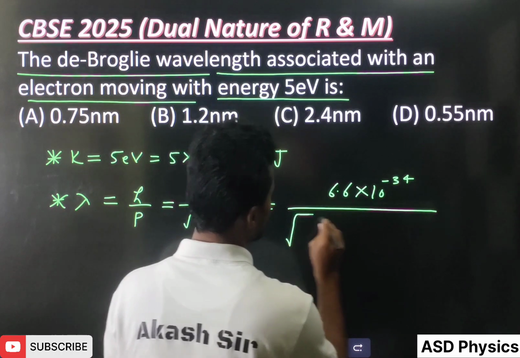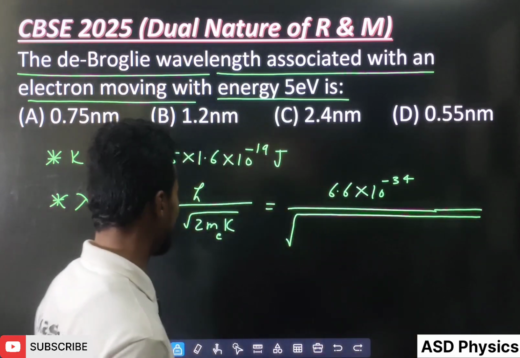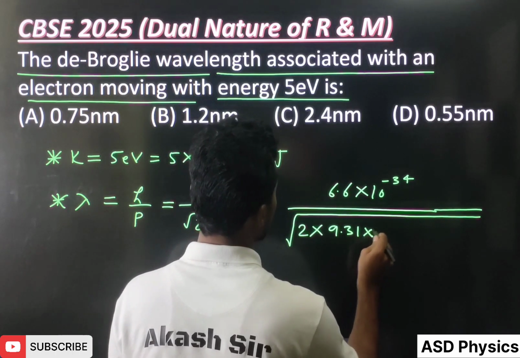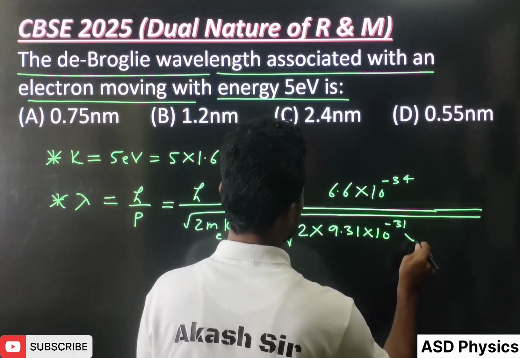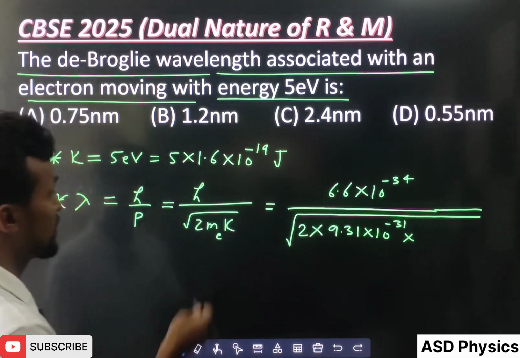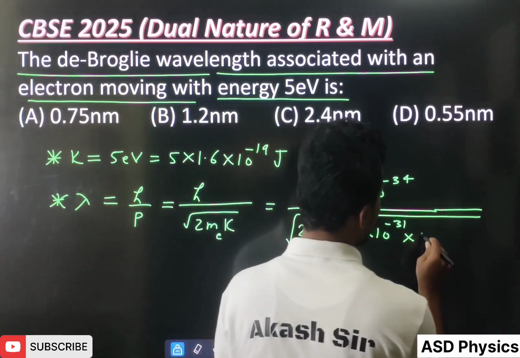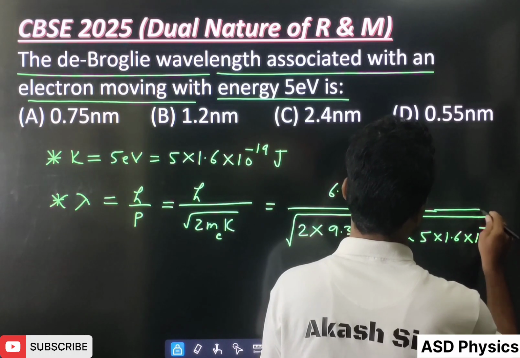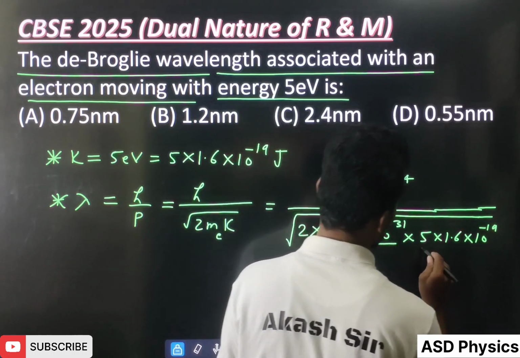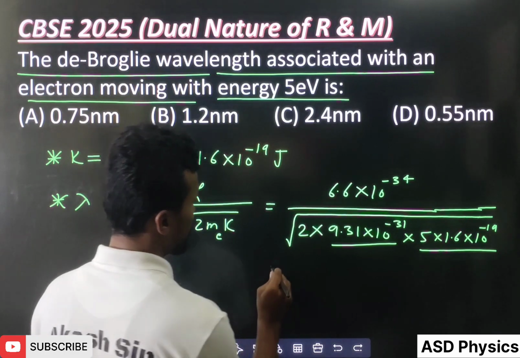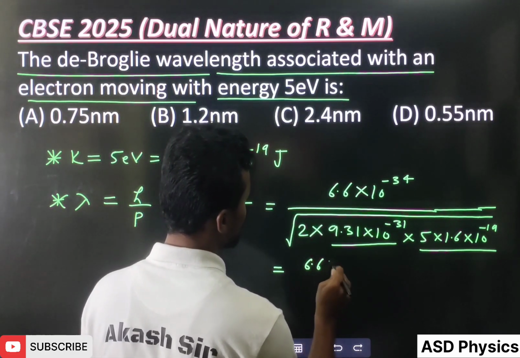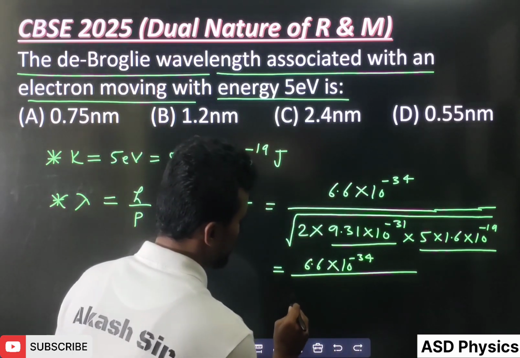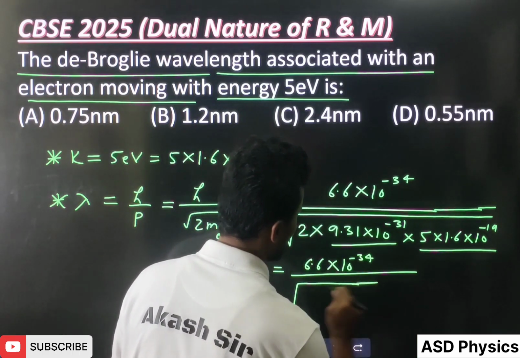6.6 into 10 to the power minus 34. After that, see here, a big calculation is there. 2, mass of electron how much here? 9.31 into 10 to the power minus 31. That is the mass of the electron. Kinetic energy how much is given here? 5 into 1.6 into 10 to the power minus 19. This is the mass of electron and this is energy. Now again we will simplify this: 6.6 into 10 to the power minus 34. Now we will collect all the numbers first together.